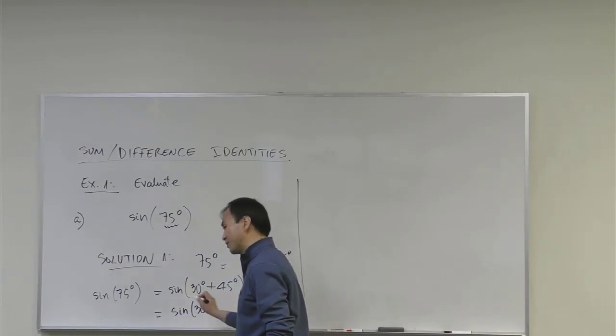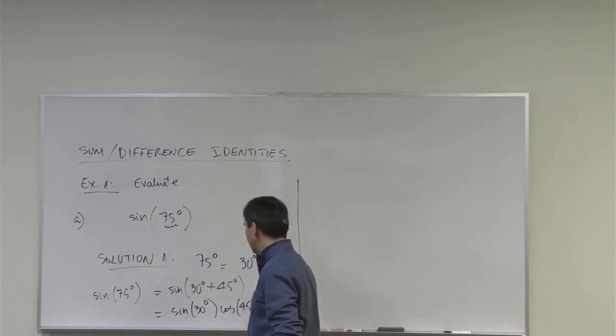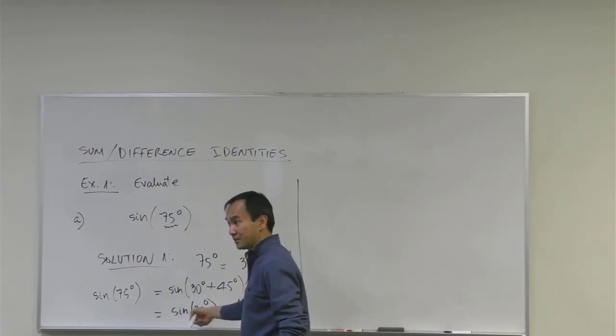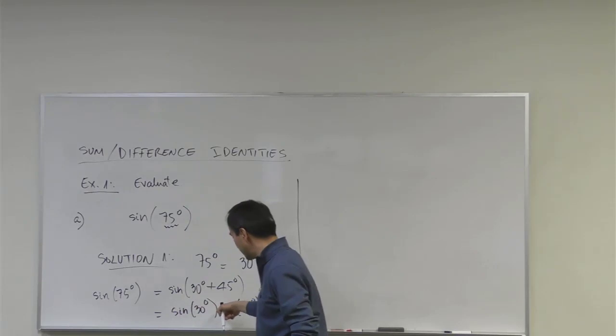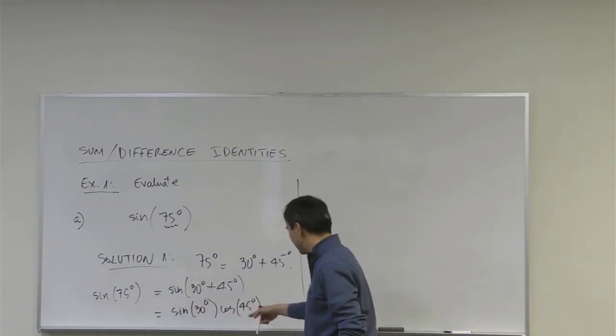But then the formula, or the identity, says that we need to multiply that with cosine of the other angle, right? Of the next one, for example, cosine of 45 degrees. And these are all easily found within your unit circle. Make sure you multiply the sine of the first angle times the cosine of the second angle.